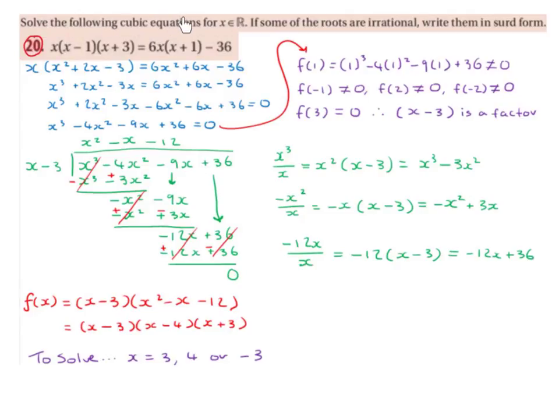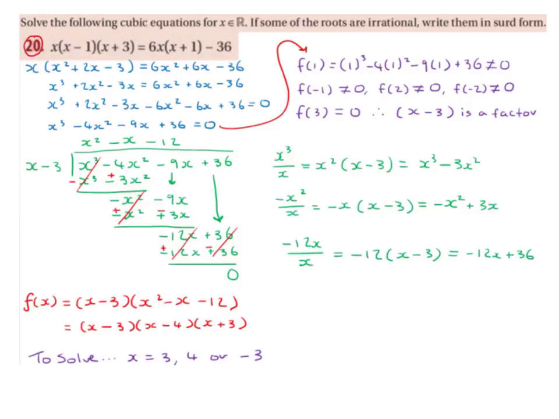Solve the following cubic equations for x is an element of the real number set. If some of the roots are rational, write them in surd form. x times x minus 1 times x plus 3 is equal to 6x times x plus 1 minus 36.